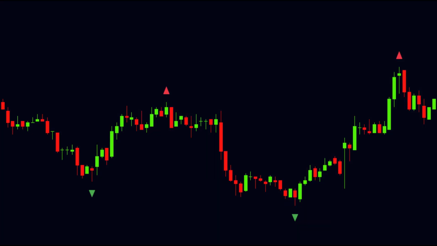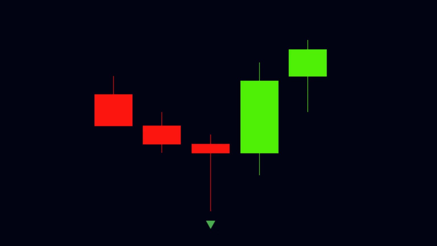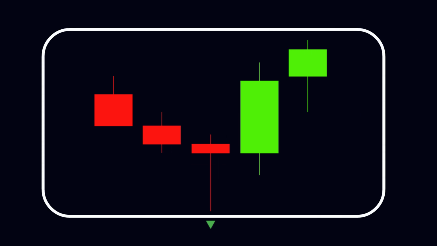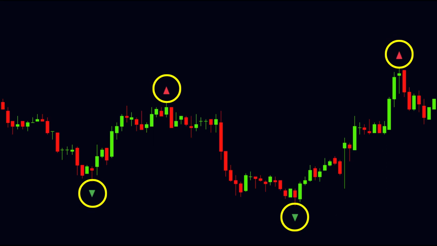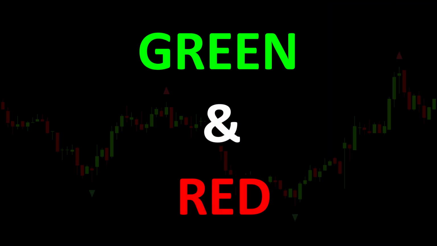Now let us understand what the fractal indicator is. The fractal is a specific pattern of 5 candlesticks that occurs during the price movement in the market. Here, you can see the fractals on the graph in the form of small triangle arrows. These fractals indicate the potential trend reversal points of the stock. In some trading software, if the fractals have different colors, then you can change them into green and red colors from the indicator settings.